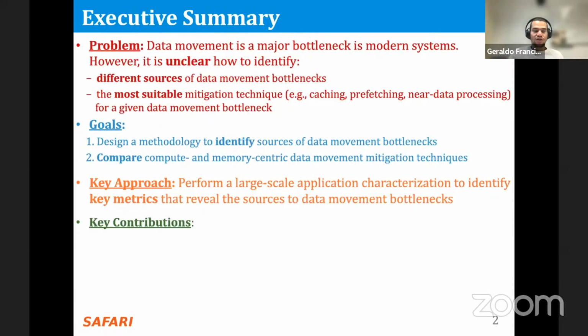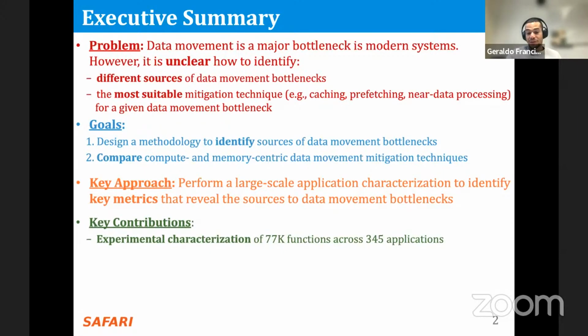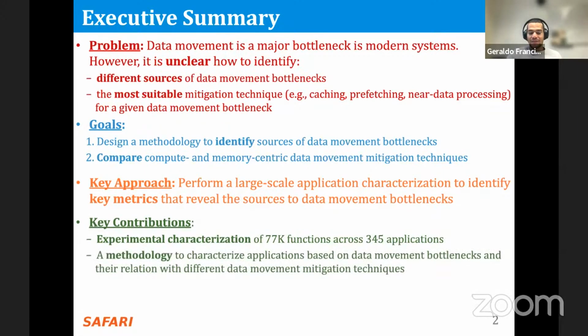The main contributions of this work are four. The first one is the experimental characterization of over 77,000 functions across 245 applications from different application domains. Then, based on this characterization, we derive a methodology that can characterize applications based on data movement bottlenecks and their relationship with different types of data movement mitigation techniques.